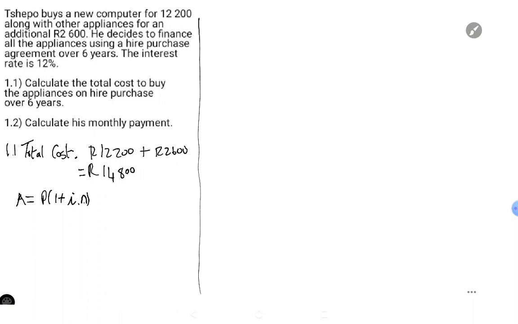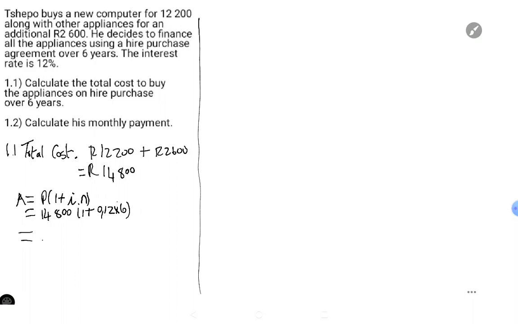Okay, so let us substitute. So we're substituting our 14,800 into our principal amount, and then we are putting our 1 there, which is standard. And what is our interest rate? If that's 12, that's going to give us 0.12. Let me just fix that. 0.12. No, don't close the bracket yet. Multiply times 6. There we go. And so that is basically what we're supposed to do with this one.